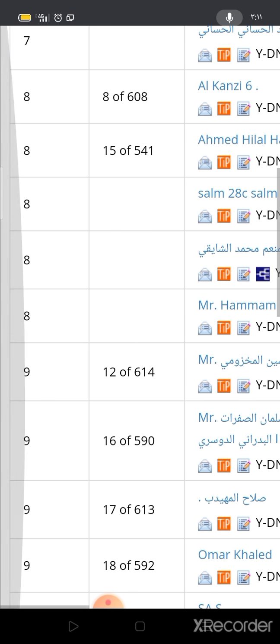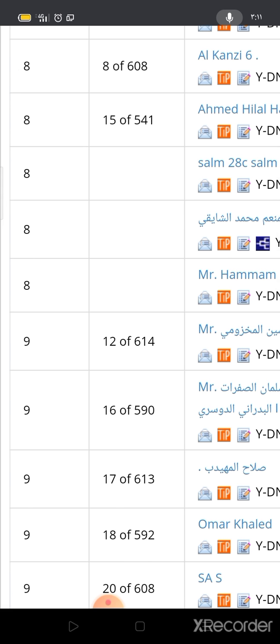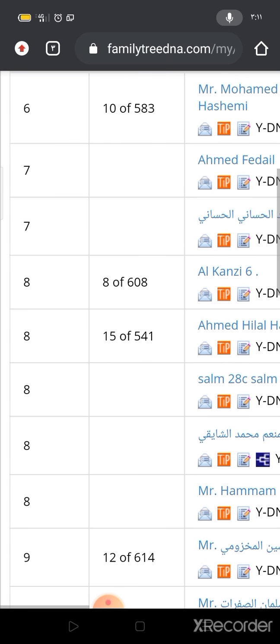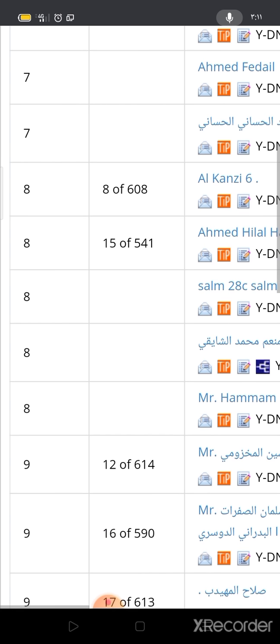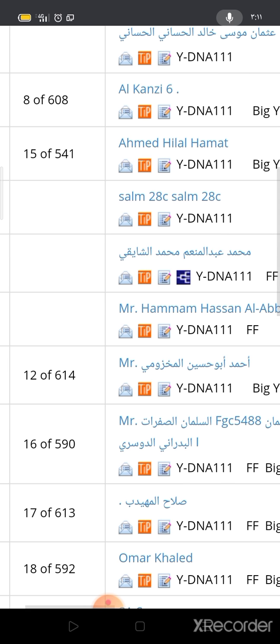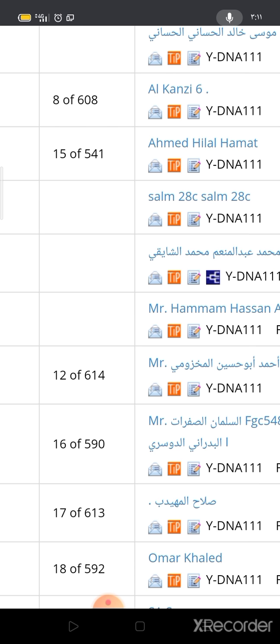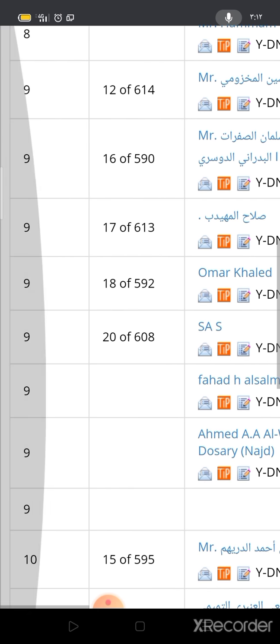Here we can see people I share with. I share with them the same branch, our branch of BY2, which is aging about 2,000 years. So we can find them at different levels, 6, 7, 8, and 9. At 9, I will have people within my same branch, BY2, and I have people here from the neighboring branch, FGC 7944, but at the same distance, 9.